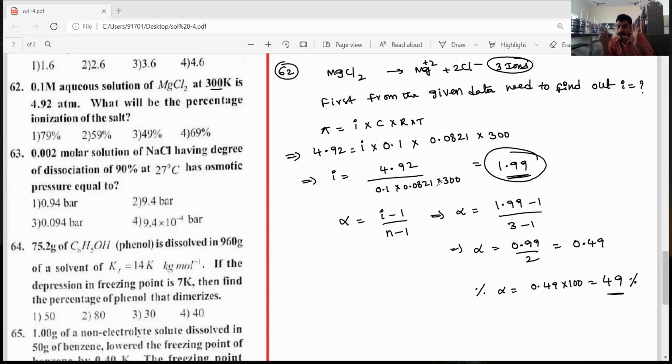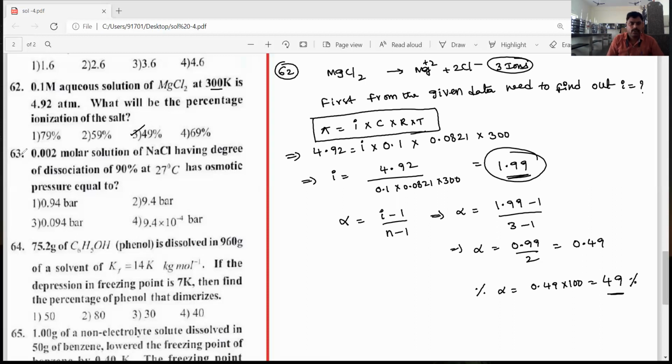So they asked for alpha. To find alpha, we know the relation between alpha and i: alpha equals i minus 1 by n minus 1. How do we find the i value, dear students? By using the osmotic pressure formula, pi equals i into C into RT. Then we found the i value 1.99. From that, alpha is 49%. So the third option is correct.